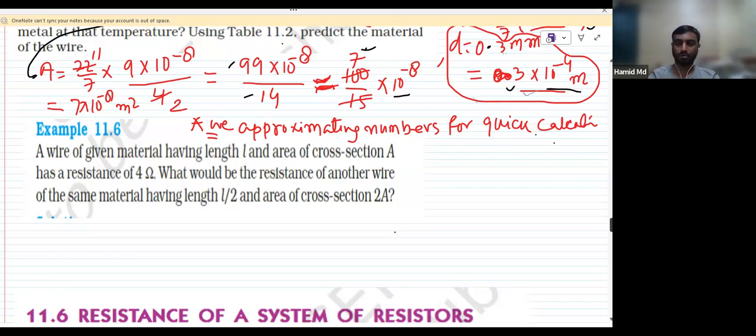First of all, try to draw a diagram according to the question's information. Jaslyn, did you get an idea how to proceed?